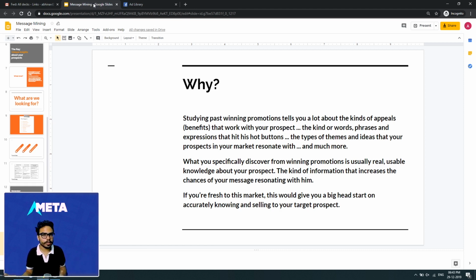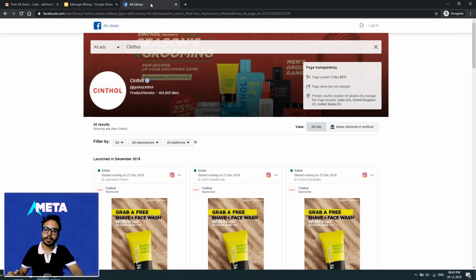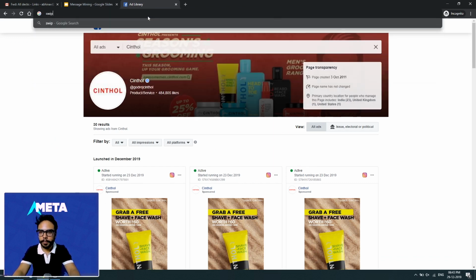The kind of information you'll discover will help you relate to your prospects. Again, if you're fresh to this market, this is a definite hack, and will give you a head start on accurately knowing and selling to your target prospect. So do this as well. Facebook Ads Library is one way to do it. There is another site that is called swipe.co.